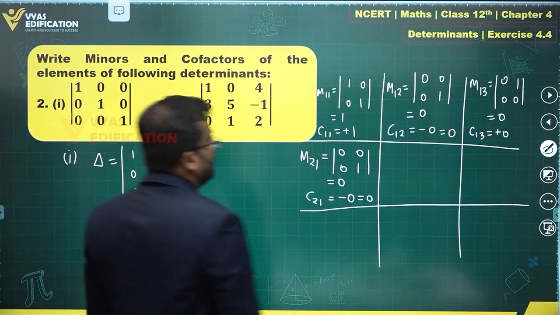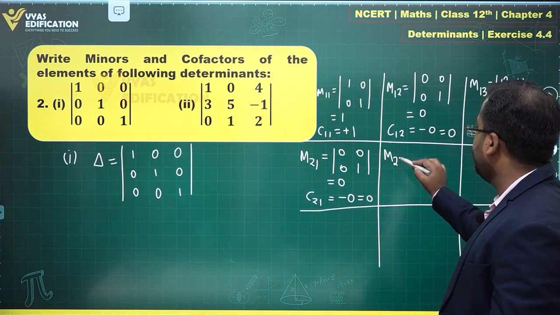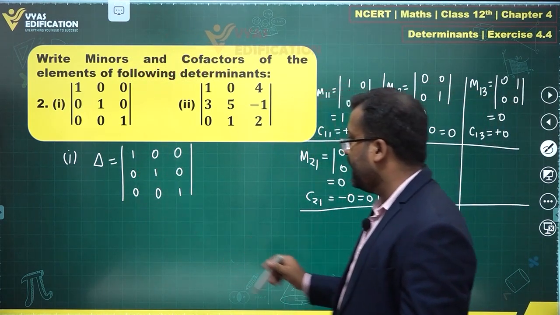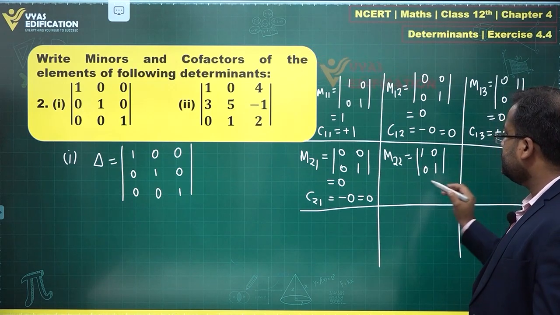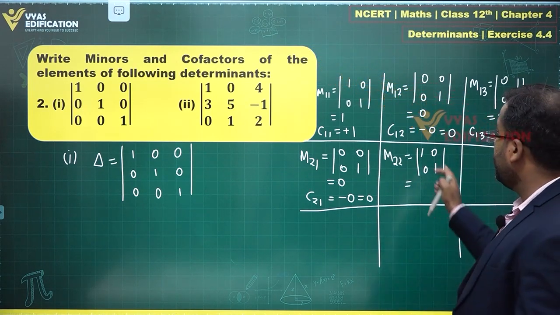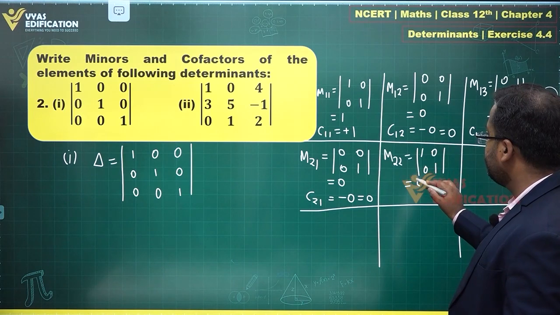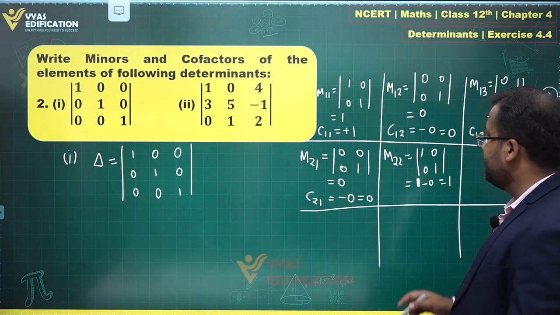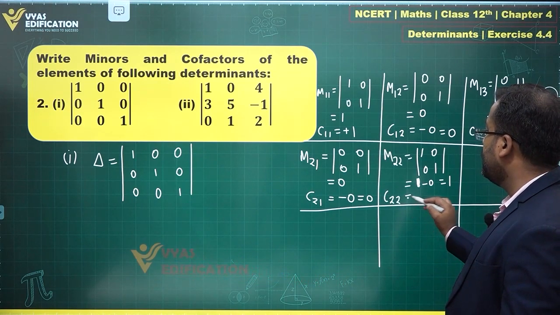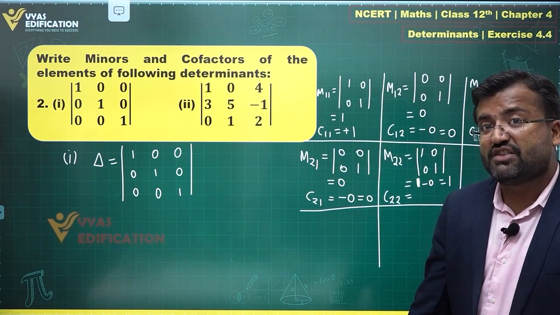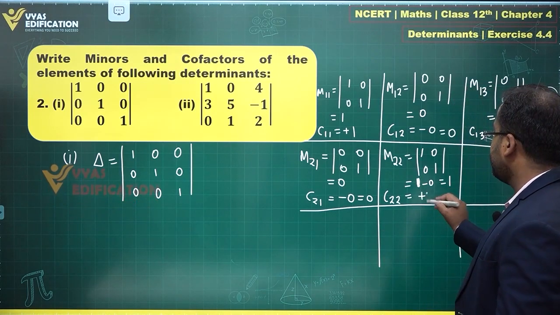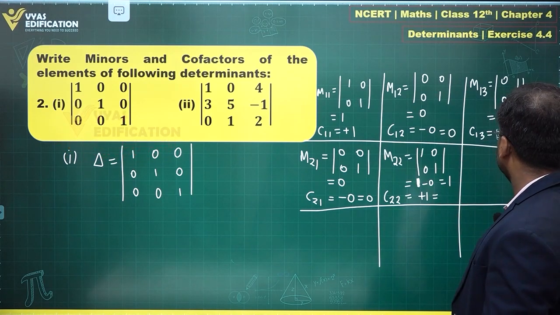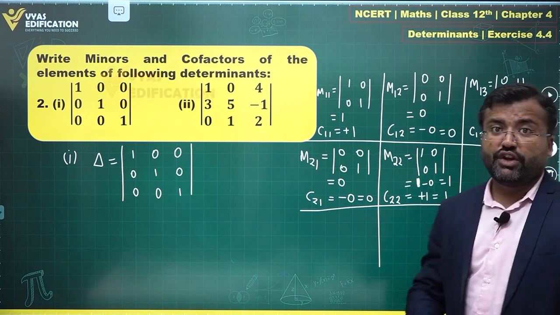Next, M22. For M22, what we'll need to do is eliminate the second row and the second column. You get 1 0 0 1. And the value of this minor will be 1 times 1, which is 1, minus 0, which is equal to 1. The value of this minor is this. And C22 will be equal to minus 1 power 2 plus 2, which is minus 1 power even. That's plus. So plus 1, which is simply 1. This is what you have, C22.